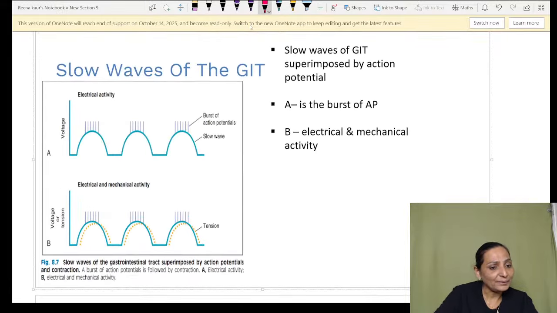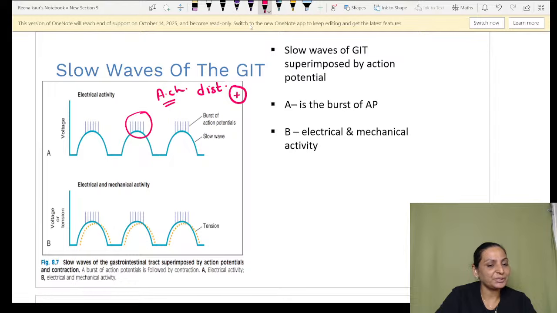So when these slow waves are superimposed by electrical activity or by a burst of action potentials, suppose you have eaten something, or suppose there is release of acetylcholine, or suppose there is distension or any factor which is stimulatory to the gut, these slow waves will be superimposed by this electrical activity which will generate the action potential, but these themselves are not true action potentials.